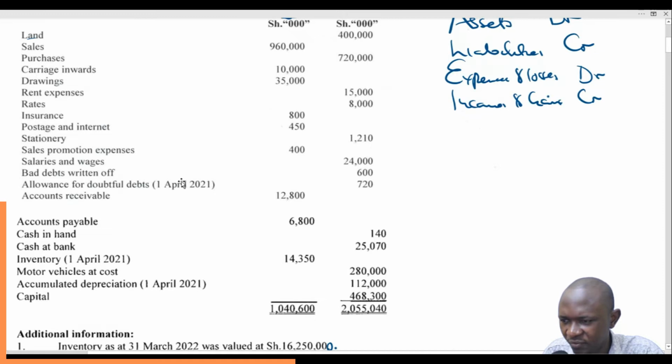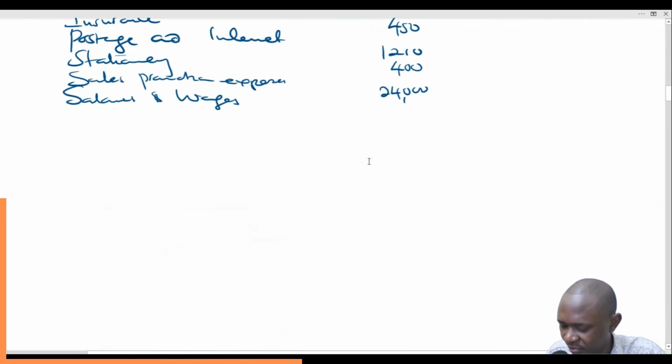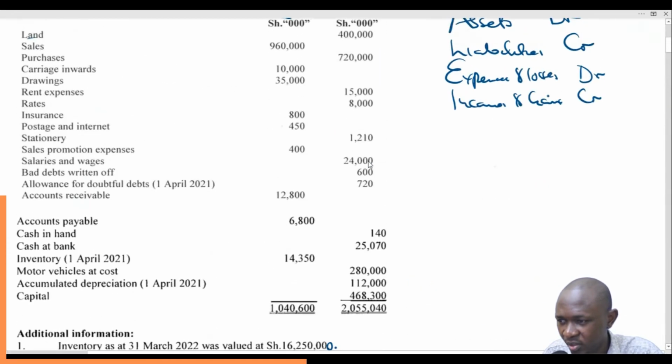Then bad debts written off. It's a loss to the business. We have accepted it as a bad debt. We were supposed to be paid by the debtors, but of course, for one reason or the other, we are sure they are not going to pay us. So bad debts written off, 600. It's a loss to the business, so we debit. I think the figure was 600. Let me just confirm. Bad debts written off, yeah, 600.